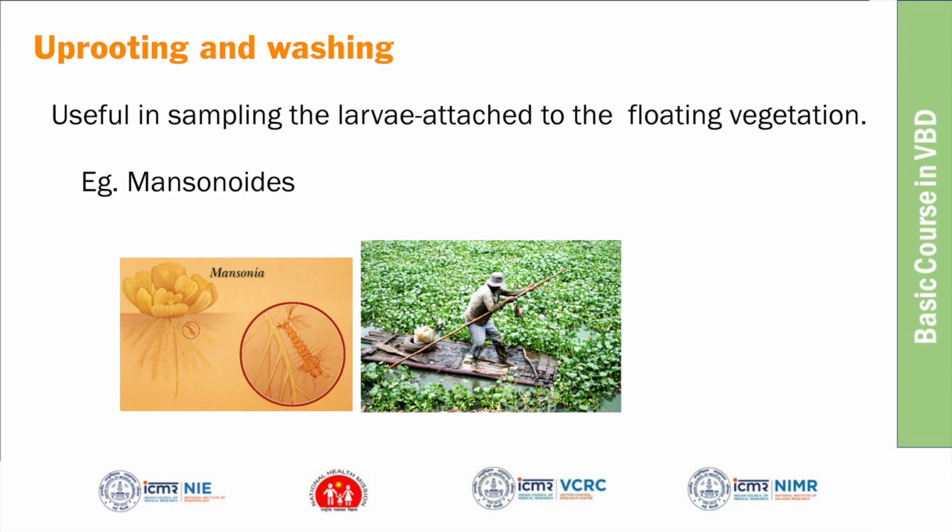So the larvae and pupae of Mansonia species are difficult to sample by the traditional dipper method, because the larvae remain submerged and attached to the aquatic plants from which they get the oxygen. Generally the larvae have a respiratory siphon, with that they come to the surface and get the oxygen. Here, in Mansonia larvae and pupae, the respiratory siphon is modified into a spine. So it is pierced into the roots of the aquatic plant and they get the oxygen.